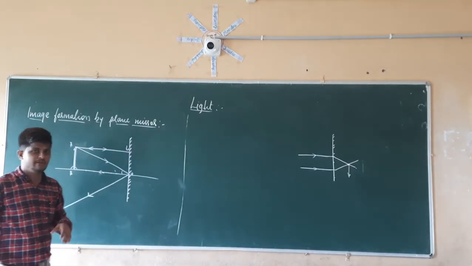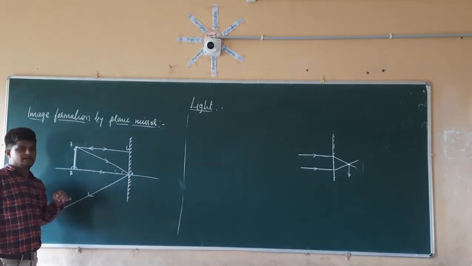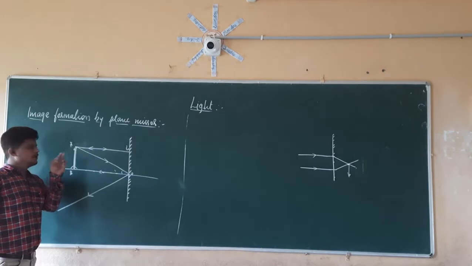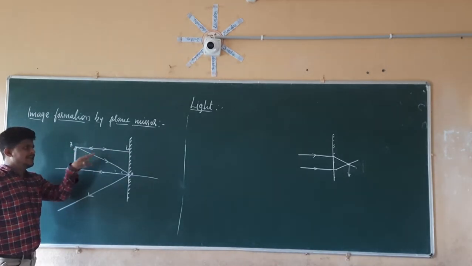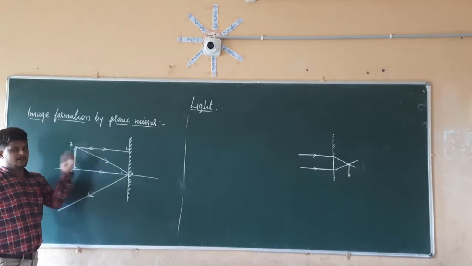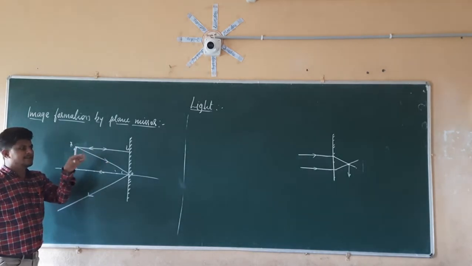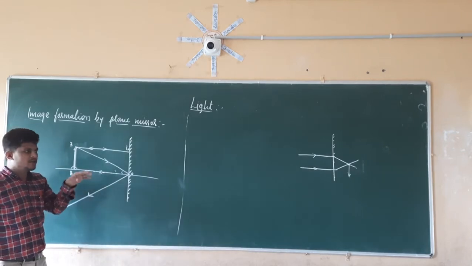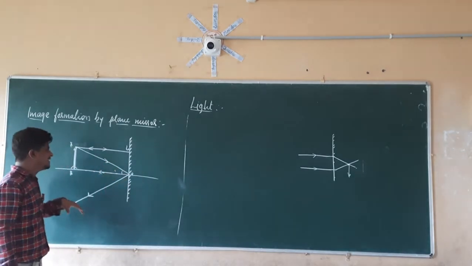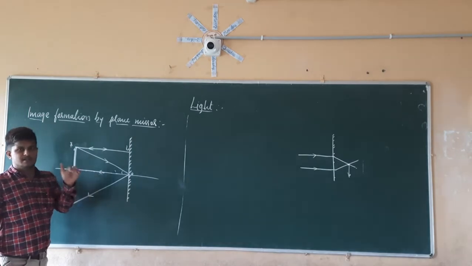The image is going to form. If you see here, from this point, it looks like this light which is reflecting and coming back is coming from inside the mirror. Actually it is not coming from inside the mirror, but it appears that it is coming from inside the mirror.